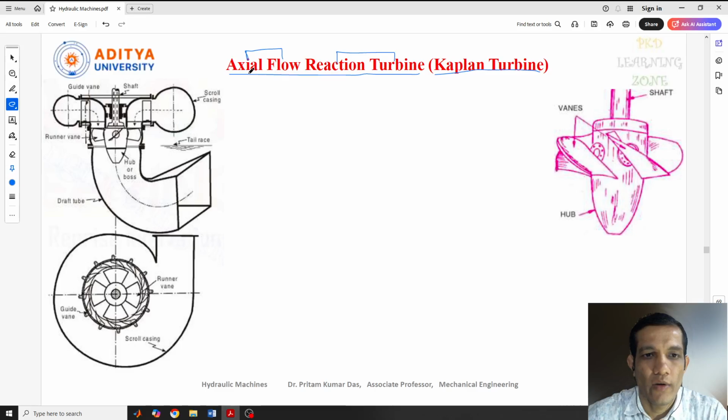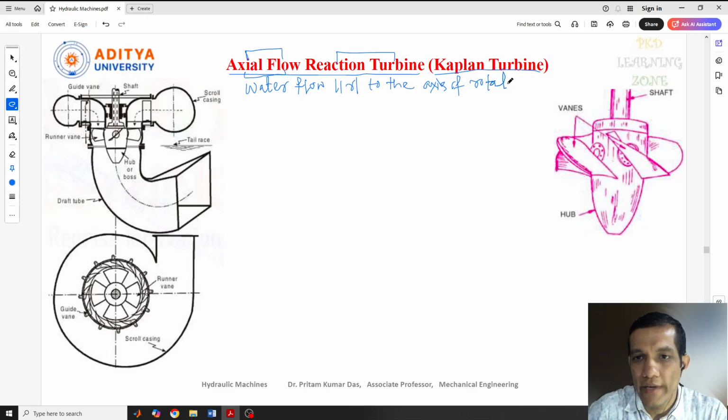First of all, try to understand what is an axial flow turbine. In an axial flow turbine, water flows parallel to the axis of rotation of the shaft. Then it is called an axial flow turbine.